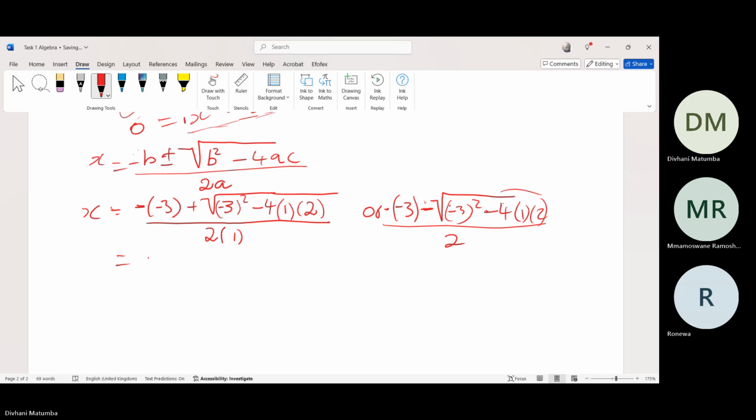We're going to have 3 plus the square root of, okay, 3 squared is going to be 9. Let me see what I'm going to get. 9 minus 4 times 2, 8. So I'm going to have the square root of 1 all over 2. Or 3 minus the square root of 1 all over 2. I will have 2 solutions. So the first solution will be, what is the square root of 1?